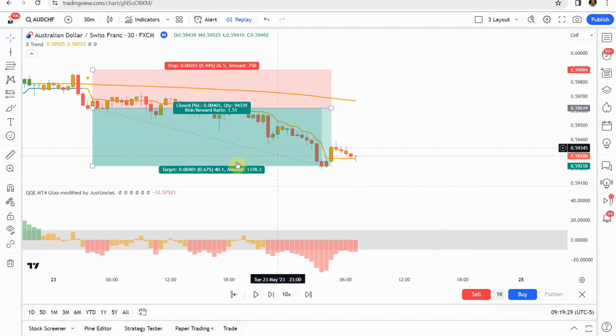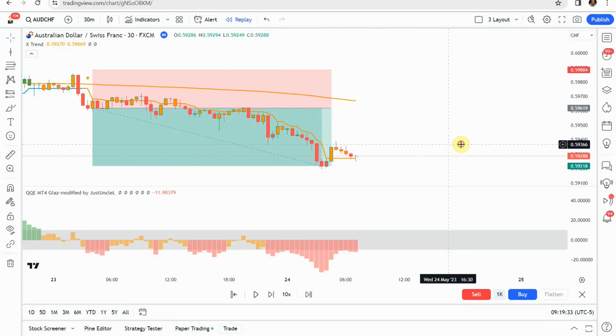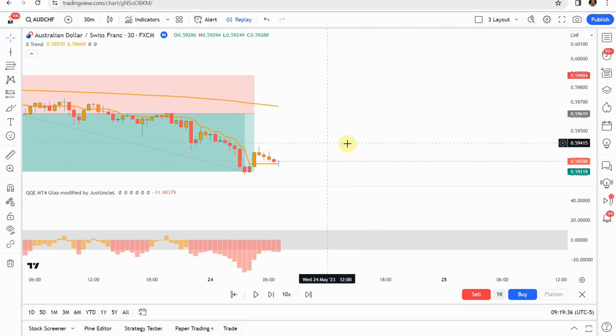Alright, so you see there that it takes a little bit, but we eventually then creep our way down and get ourselves to our take profit. Let's go ahead and look at a long trade now.